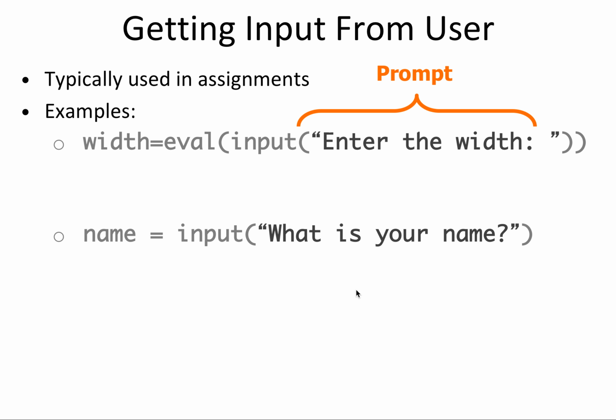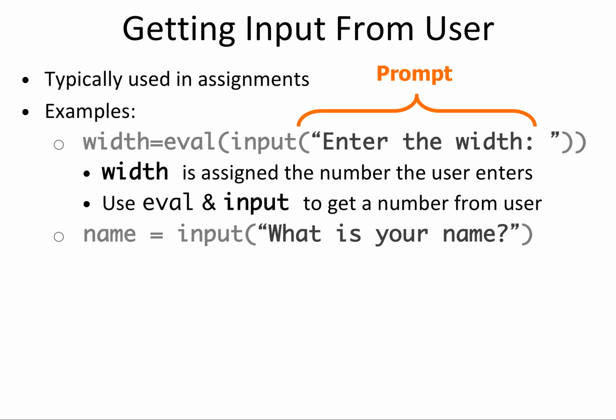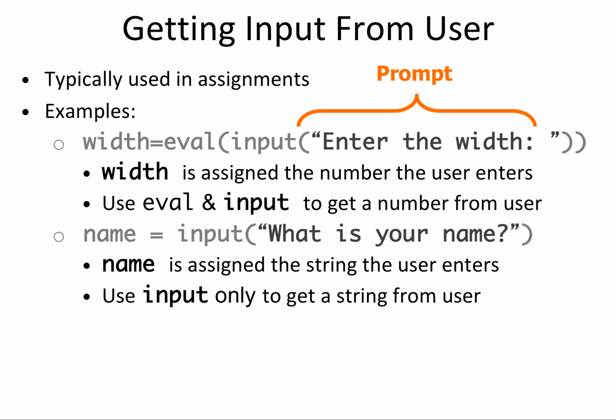The part in the double quotes is the prompt. Width is assigned the number that the user enters, and we use eval and input together to get a number from a user. In the second example, name is assigned the string the user enters, and we only use input because we want a string, so we don't use eval.